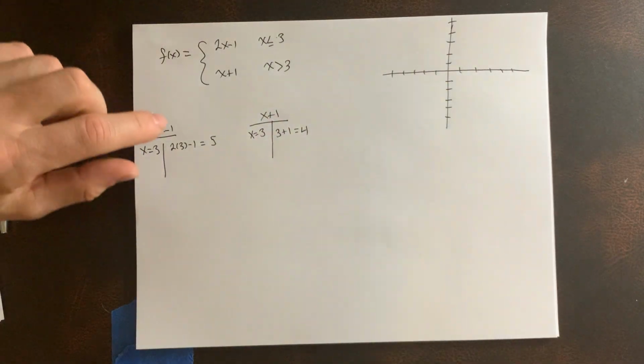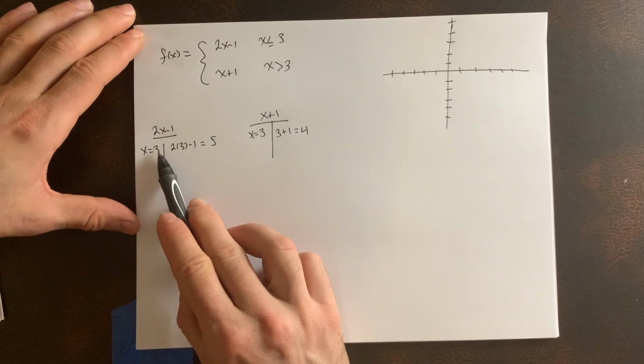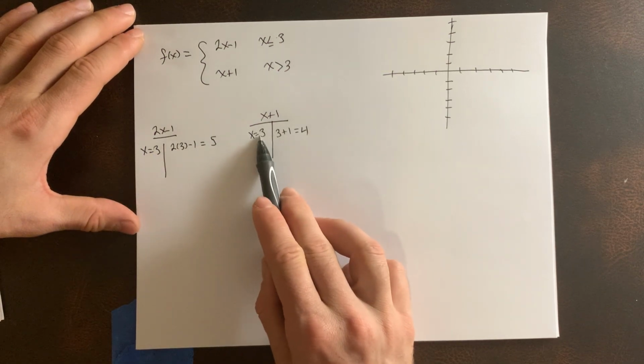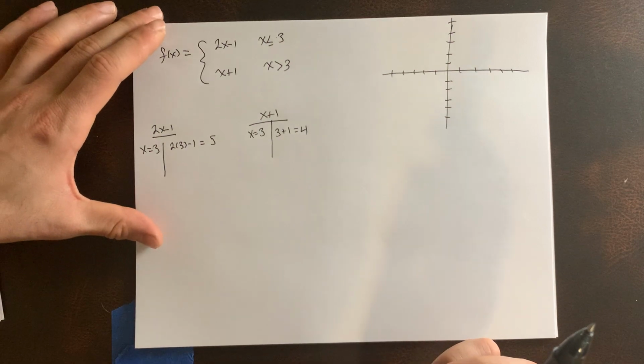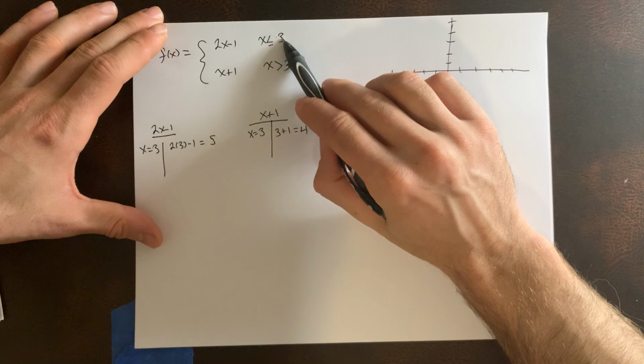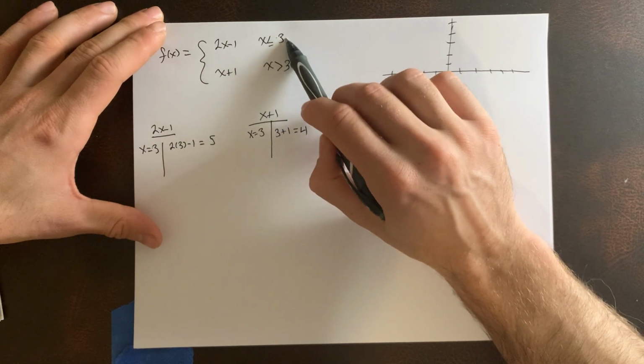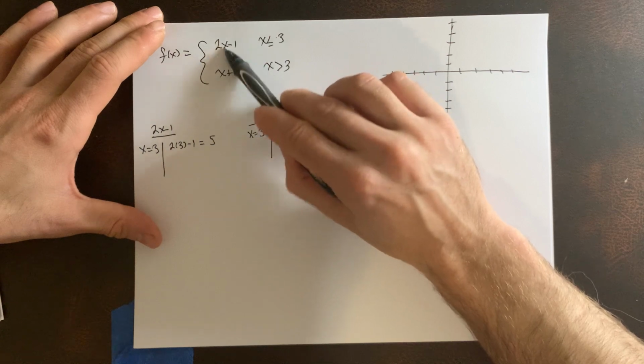All right, so before we continue, let's do something with these two numbers. So think of this as like an x value and a y value. We plug in x is 3 and we get 5. Here we plug in x is 3 and we get 4. But if you look up here, this says x is less than or equal to 3. So 3 is less than or equal to 3, since 3 is equal to 3. So we can plug 3 into this equation.